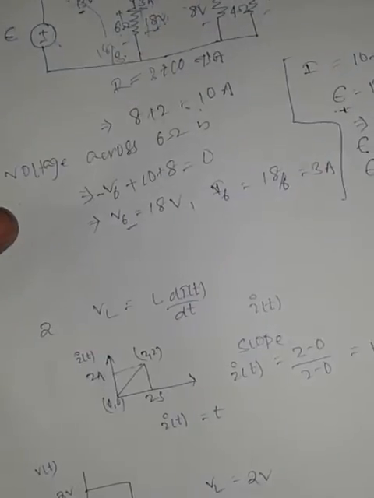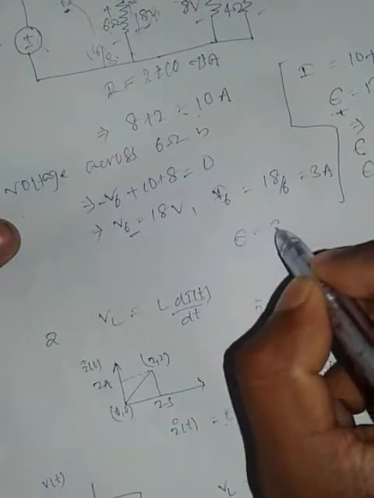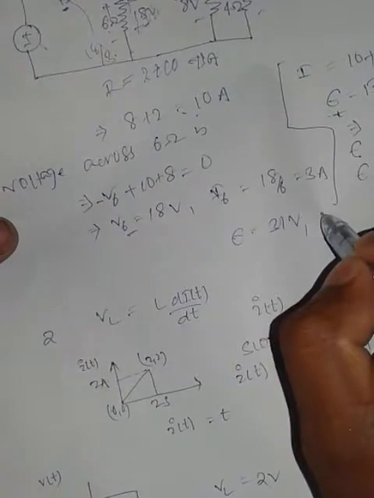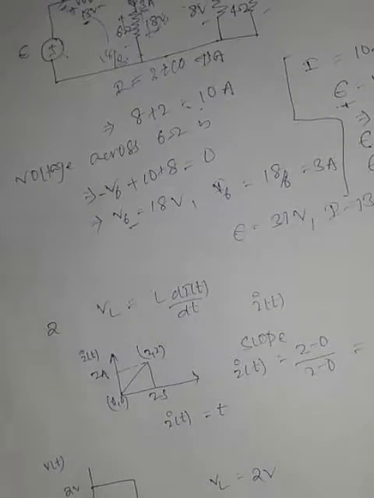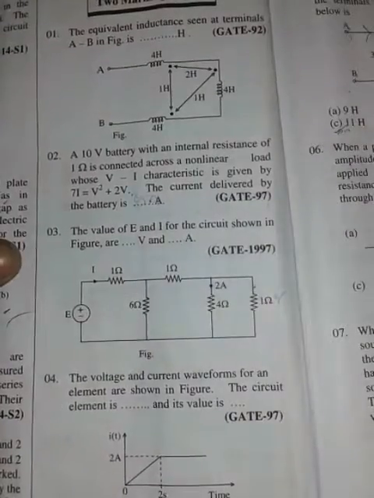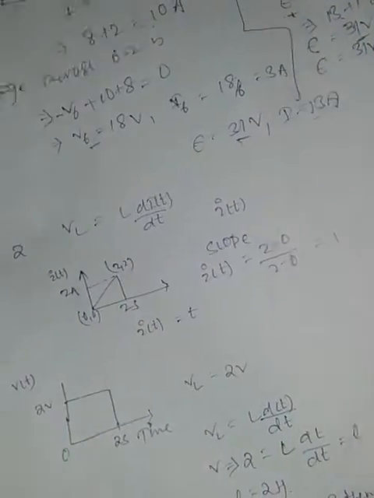So we have calculated E is 31 volt and I is 13 ampere. So in this problem E is 31 volt and I is 13 ampere.